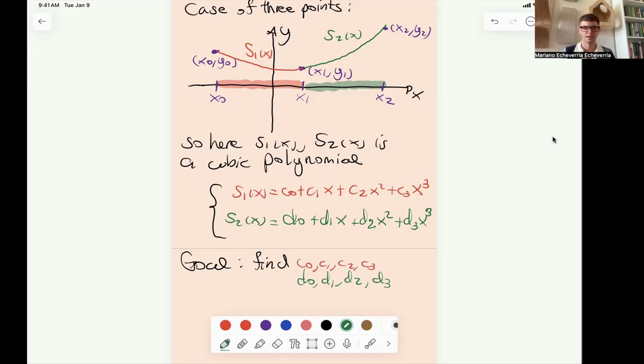Okay, let's see. So you have to find eight constants, eight parameters, right? And so in principle, that does require eight equations, right? What I want to show you explicitly is whether the conditions that I mentioned earlier give you enough equations to determine them uniquely.